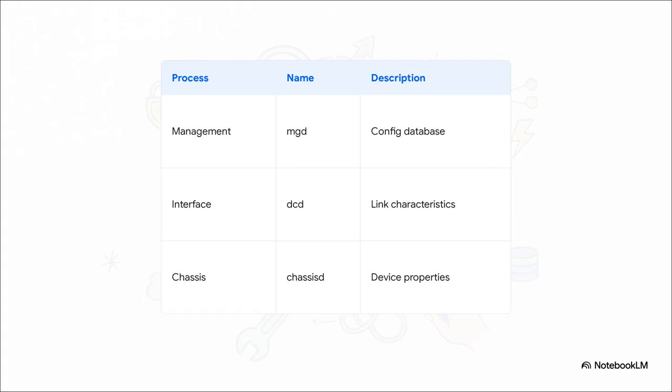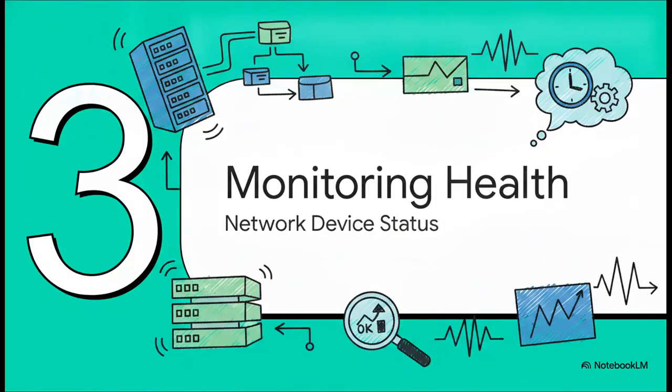Then there's the interface process, DCD, which handles the physical side of your network links, like encapsulation and keepalive timers. Finally, the chassis process, chassisd, manages the physical properties of the device itself, including any conditions that might trigger system alarms. All right, Section 3, Monitoring Network Device Health. Let's see how to actually check on those vital organs.